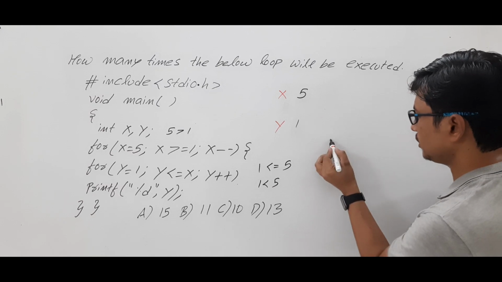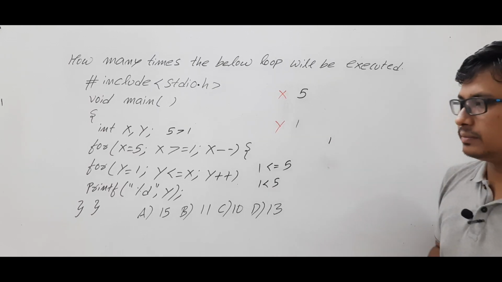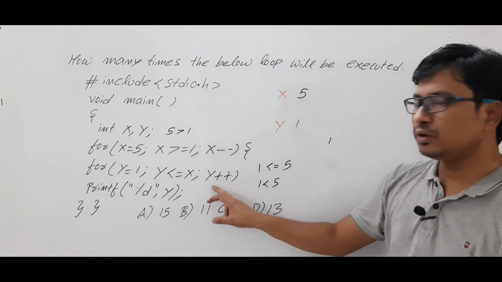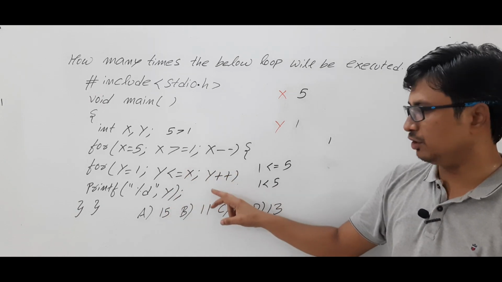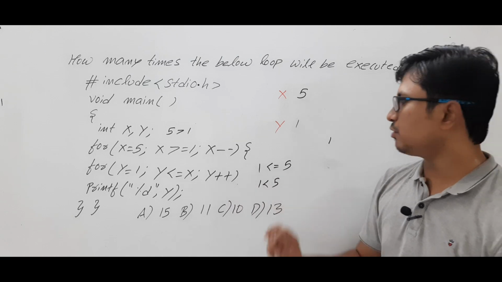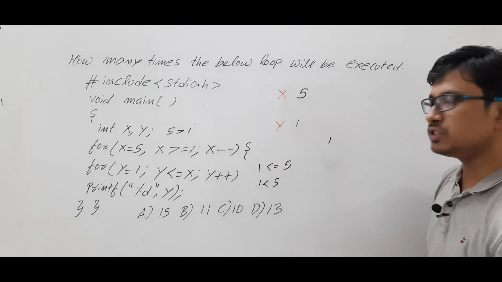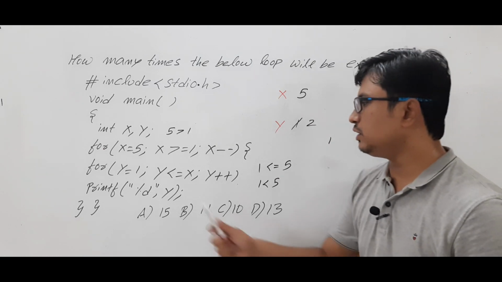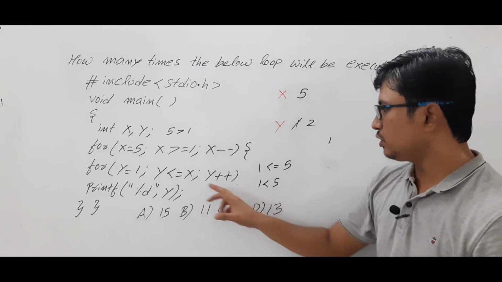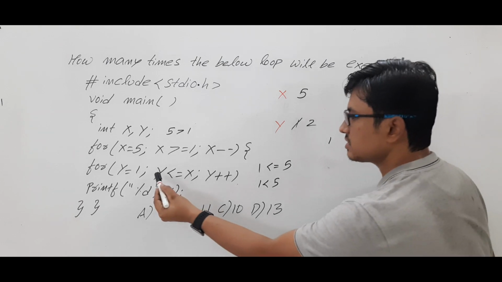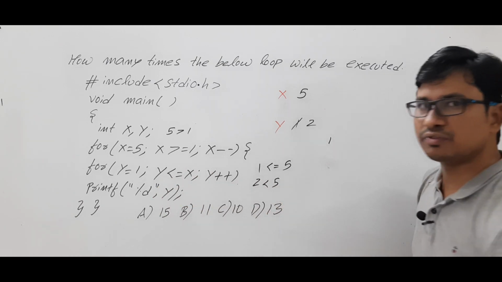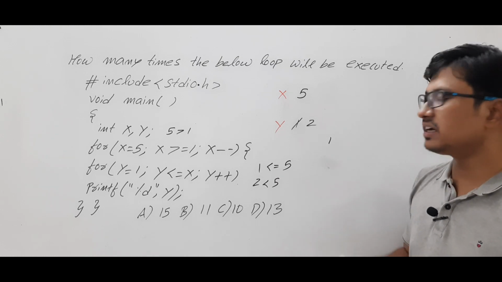Okay, let me write here. You will get the output as 1. Then once the statement is done, you will go to the update section of the inner for loop, y++. Is it clear? y++ means y value is 1, now it will be updated to 2. Now again you will check the condition. 2 is less than 5 or not, because they are saying y less than or equal to x. y value is 2, x value is 5. So 2 is less than 5. Again the condition is true.